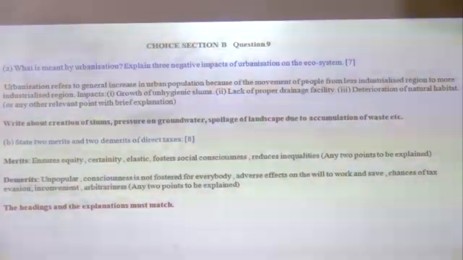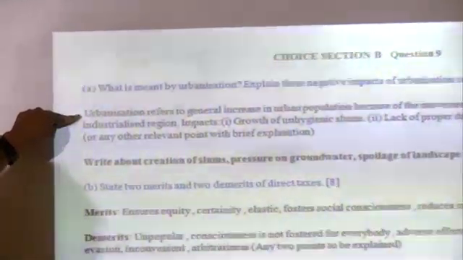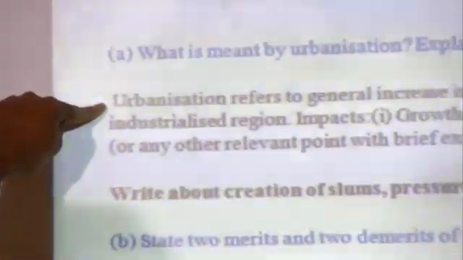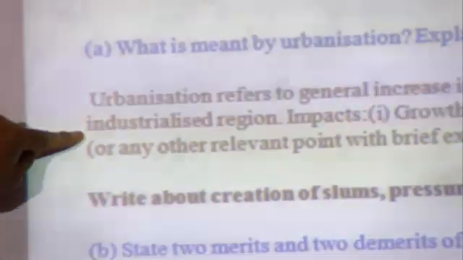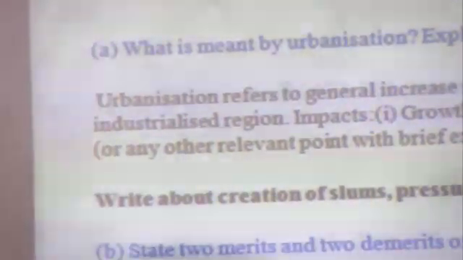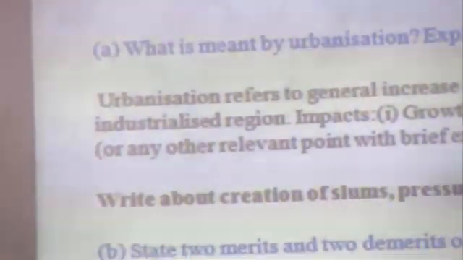Then we have question number 9A. What is meant by urbanization? Explain 3 negative impacts of urbanization on the ecosystem. Urbanization refers to a general increase in urban population because of the movement of people from less industrialized region to more industrialized region.